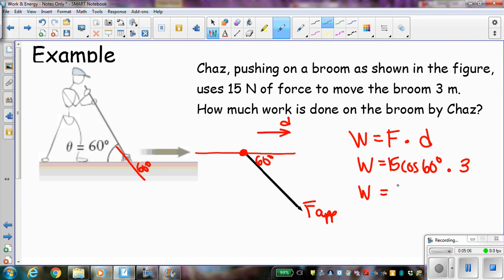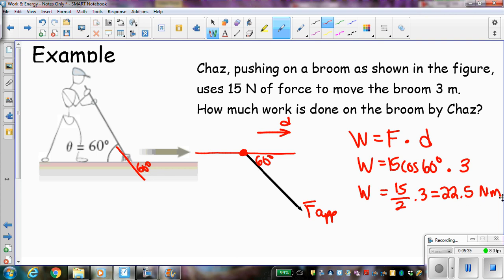Okay, and so what is cosine of 60? Cosine of 60 is 1/2. Yes. Okay, so this is just 1/2. So 15 halves times 3 would be 45 halves, which is 22.5. It's 22.5 Newton meters. And that we can now write as a joule.